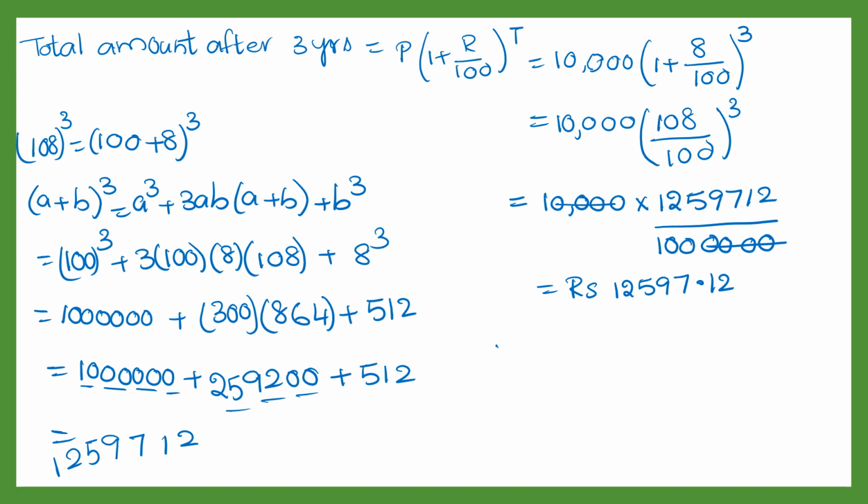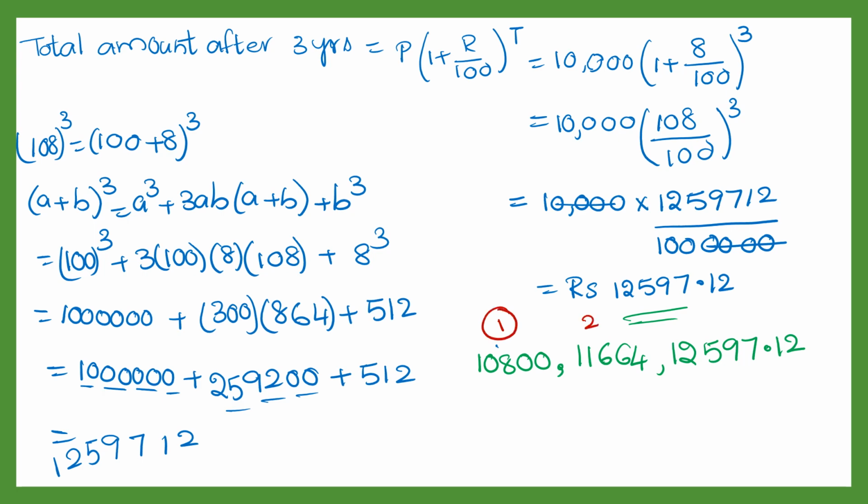So now we got the list of numbers. After the first year, with compound interest, the total amount will be 10,800. After the second year it is 11,664, and after the third year the total amount will be 12,597.12. We should check whether this list is in arithmetic progression or not.